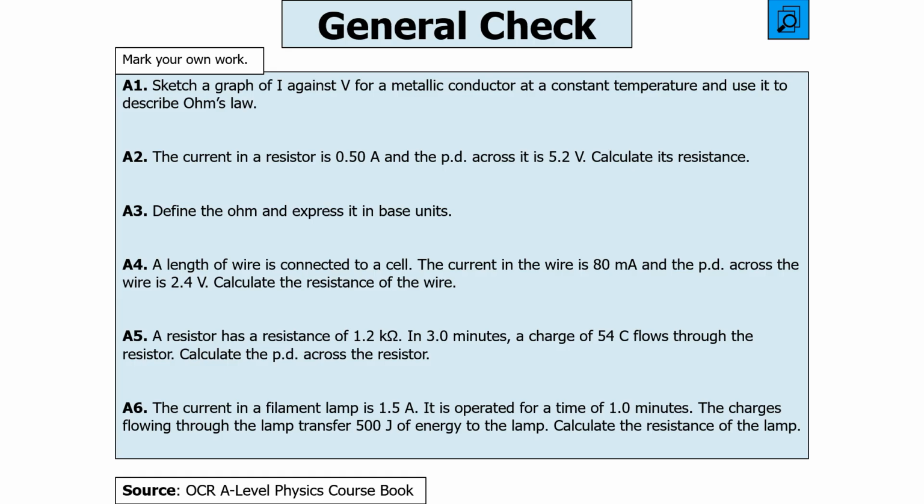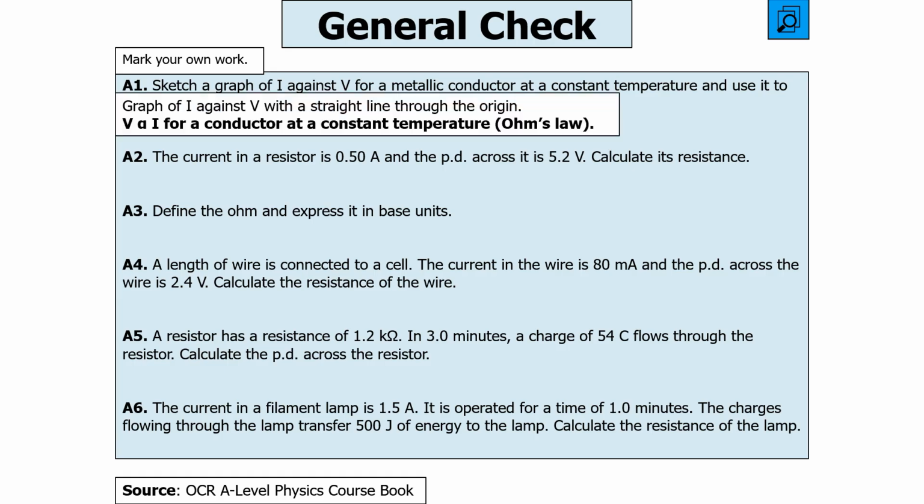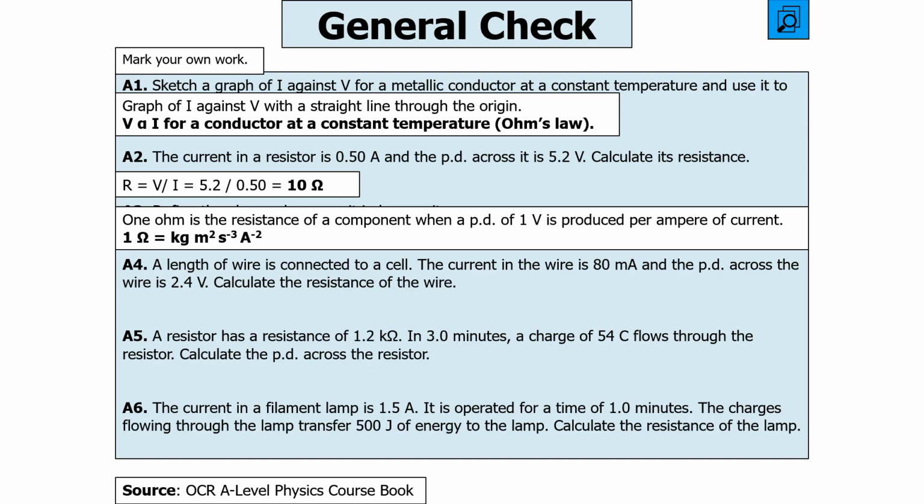Right, in this first one, we should know that for a metallic conductor, I against V is a straight line through the origin, because V is directly proportional to I for a conductor at constant temperature. That is Ohm's law. Resistance is V over I, you should be aware of that. So put the values in, you get 10 ohms. Now you can define the ohm in terms of the equation, R equals V over I. So 1 ohm is the resistance of a component where a potential difference of 1 volt is produced per 1 amp of current. Now you can work through your base units, so 1 ohm is 1 kilogram metre squared, seconds to the minus 3, amps to the minus 2.